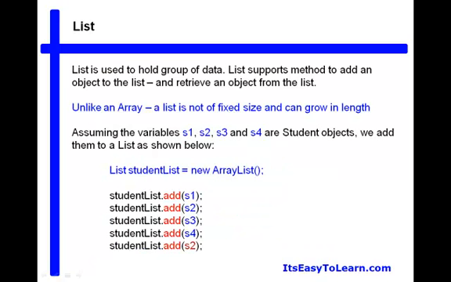A list is used to hold a group of data. Unlike an array, a list is not of a fixed size and can grow in length. Assuming S1, S2, S3 and S4 are student objects, we define a list as List student list equal to new ArrayList, and then we call the add method to add the elements S1, S2, S3 and S4. Here in this example, we add S2 twice.